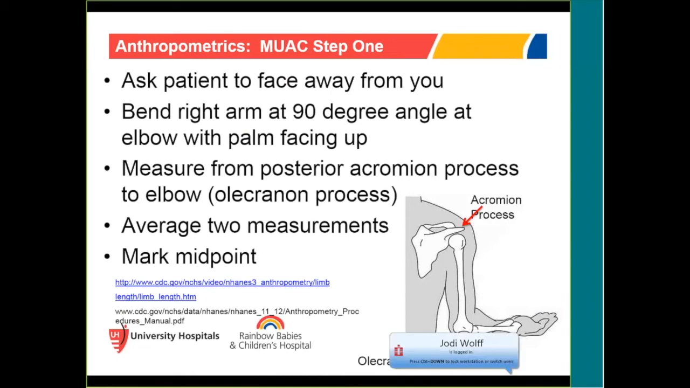So we want the arm bent at a 90-degree angle with the palm facing up, and we want to measure from the acromion process down to the olecranon process, which is the elbow. So that acromion process is going to be that bony protrusion on the back of the shoulder. And so you want to measure from there straight down the back of the arm and then mark that midpoint.